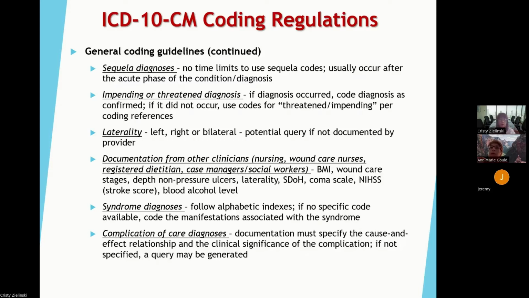Now, your syndrome diagnoses, the coders have to follow the alphabetic indexes. So there is specific information that they have to follow in order to capture all those syndromes. And if no specific code is available, then the coders will code the manifestations associated with that syndrome. And of course, your complication of care diagnoses.